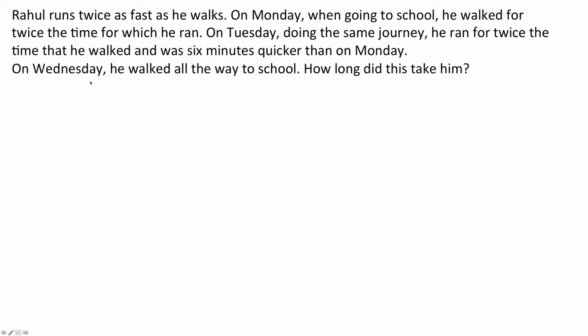If you see here, it's a very long worded sentence. A lot of information is given. On Monday, Tuesday, and Wednesday, he's walking sometimes, he's running sometimes, and the speed of walking is half the speed of running. A lot of information is given, so that makes it a very complex question. So we'll apply the generic approach of problem solving and do it in a step-by-step fashion.